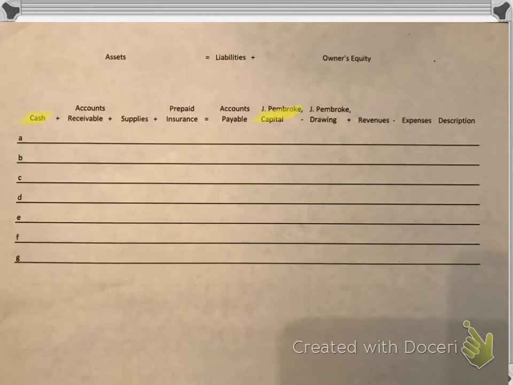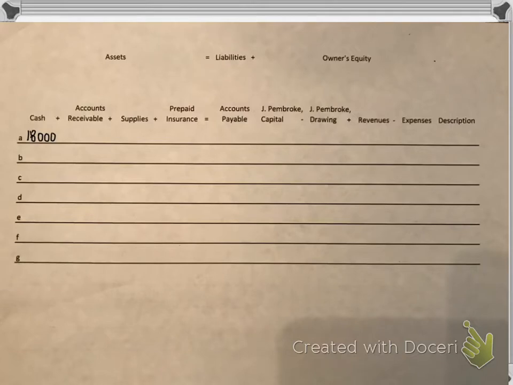Now, what kind of account is cash? Cash is an asset. What type of account is J. Pembroke Capital? It is the owner's equity account. So I want you to get in the habit of identifying the accounts that are affected and then further identifying which element those accounts fall under. So what is happening to the cash of the business when J. Pembroke invests in the business? Well, the cash of the business is increasing by $18,000.